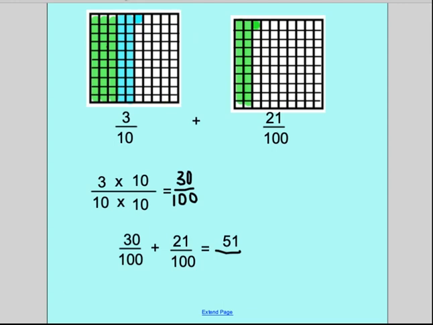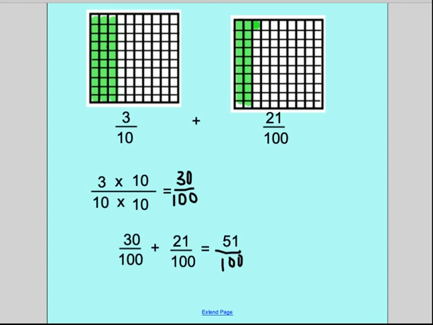So the whole doesn't change. We still have 100 pieces. So 51 out of 100. All right, so I'm going to take these blue ones off now, because I don't want anybody to get confused. It's still this much plus that much.